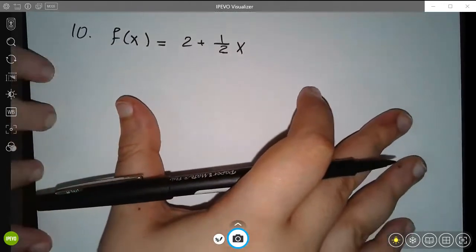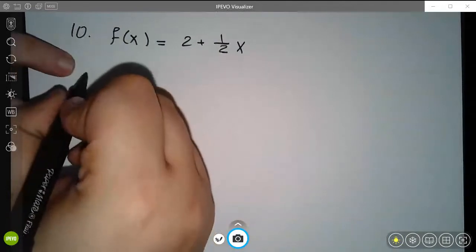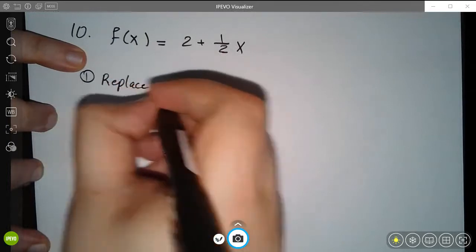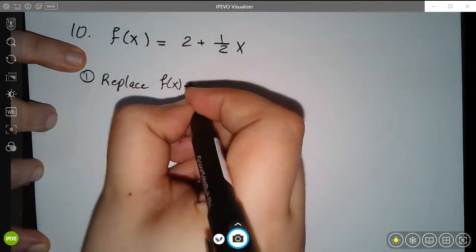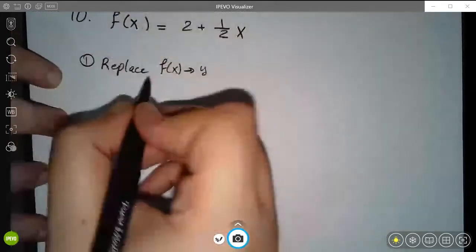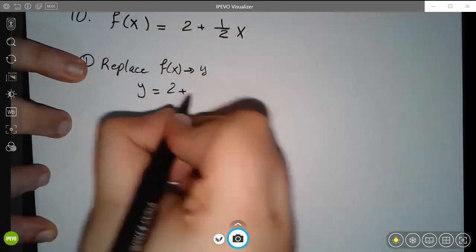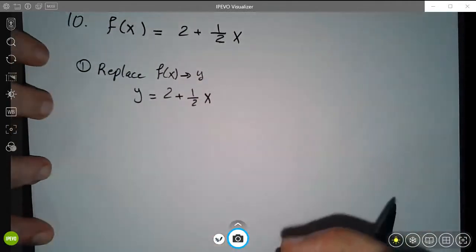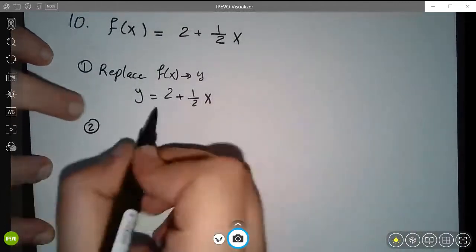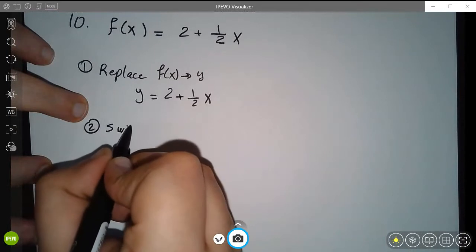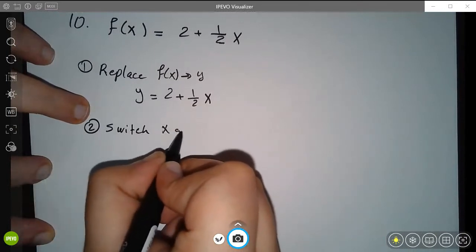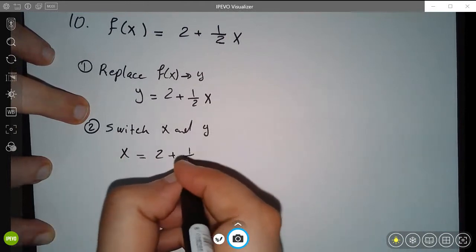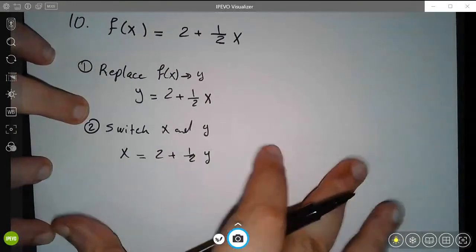So we'll follow the steps I just told you. Here we go. Number 1, I'm going to replace f of x with y. So doing that, this function looks like this. y equals 2 plus 1/2 x. Number 2, I'm going to switch the x and y. So we end up with x equals 2 plus 1/2 y. See what I did there?